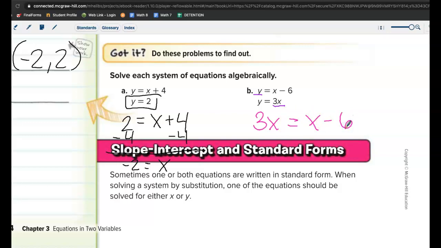Okay, what if I would have substituted the other way? What would you get? X minus 6 equals 3x. It's the same equation, just flipped. So when you have y by itself, you can't really substitute wrong on either of the equations because you're going to get the same thing.